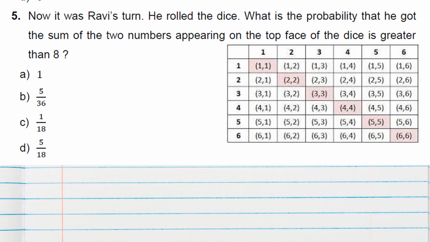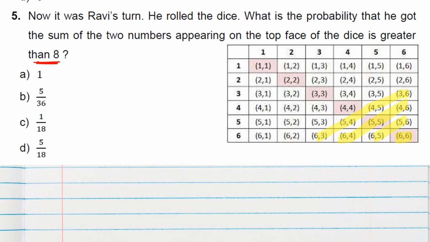Question number 5 is, now it was Ravi's turn. He rolled the dice. What is the probability that he got the sum of the two numbers appearing on the top face of the dice greater than 8? Okay, greater than 8 means 9, 10, 11, 12, right? So all these numbers will come. These three also, then these 2, and then this 1. So how many such outcomes are there? 3, 3, 6, and 4, 10.